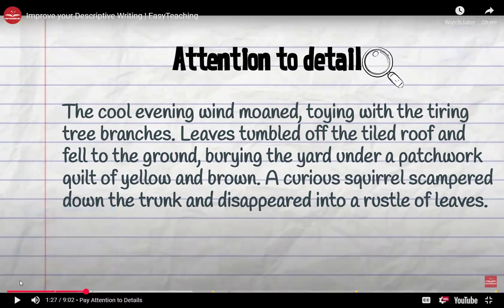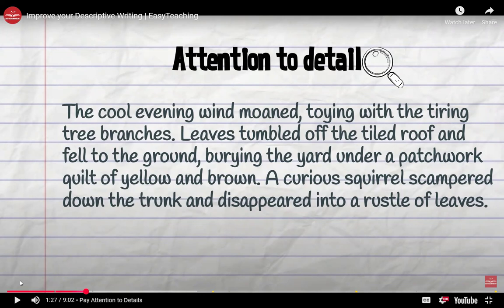Okay. What are some of the details that you have identified? What are those descriptive details that you see in here? The first sentence, the cool evening. Cool. Yeah, cool is a good adjective. That is a detail describing evening. Excellent. What other adjectives? Leaves tumbled. Wonderful. That is a very vivid kind of verb. It's describing how they're falling. Great. What other details do we see?